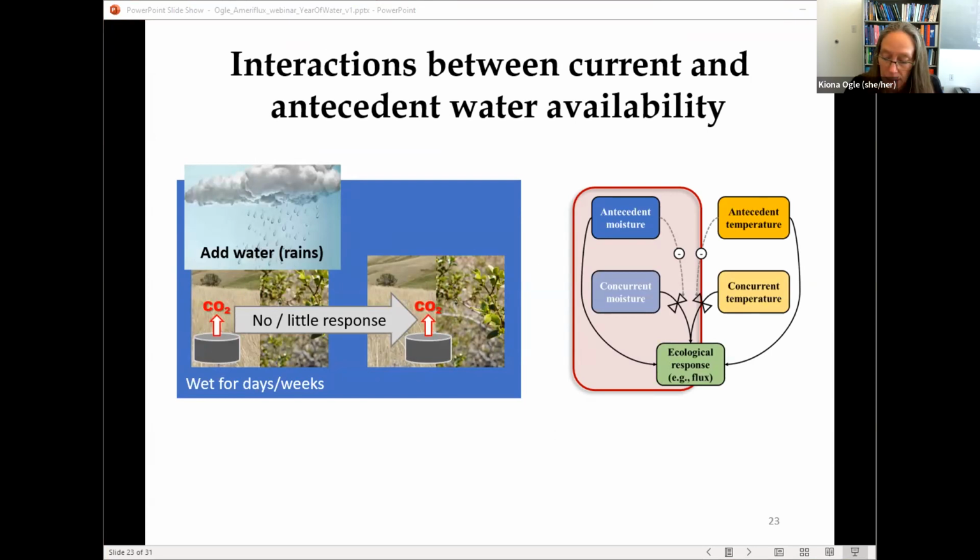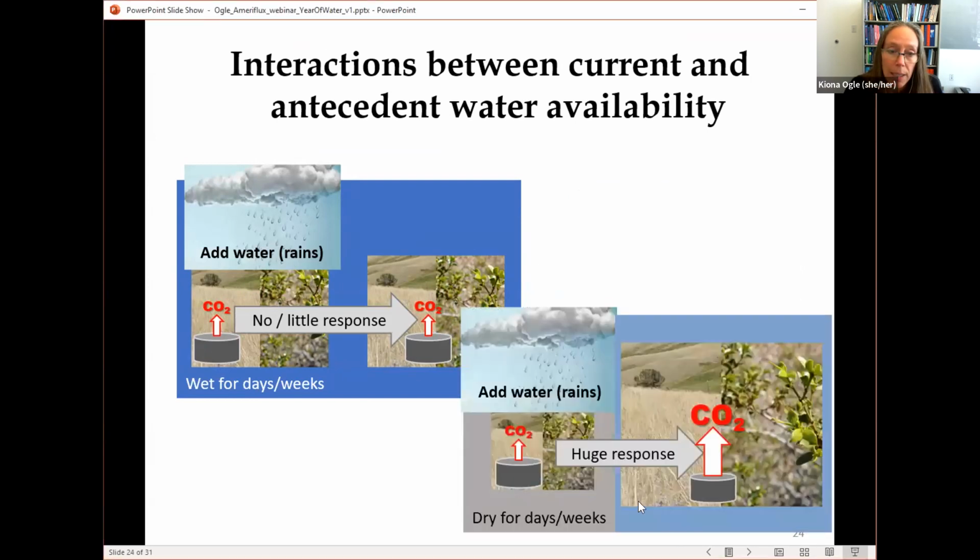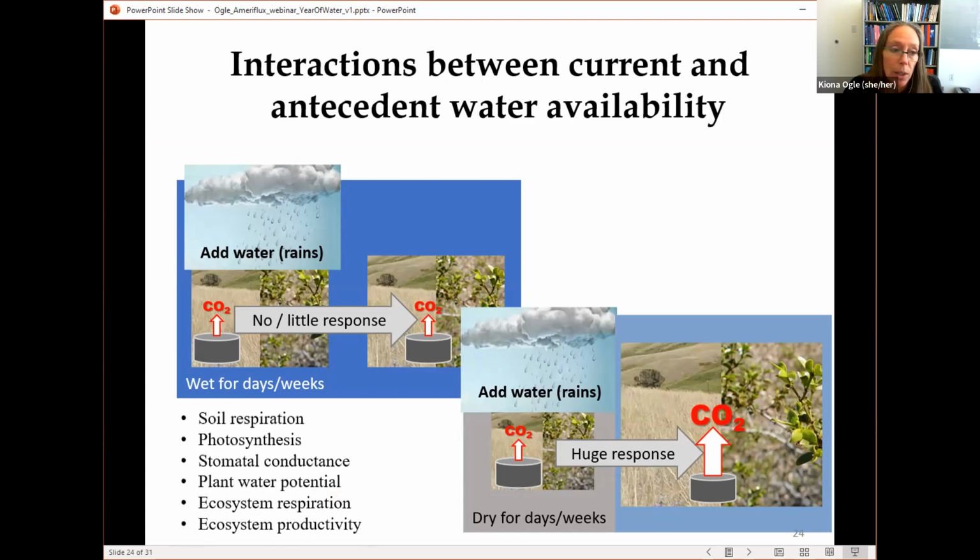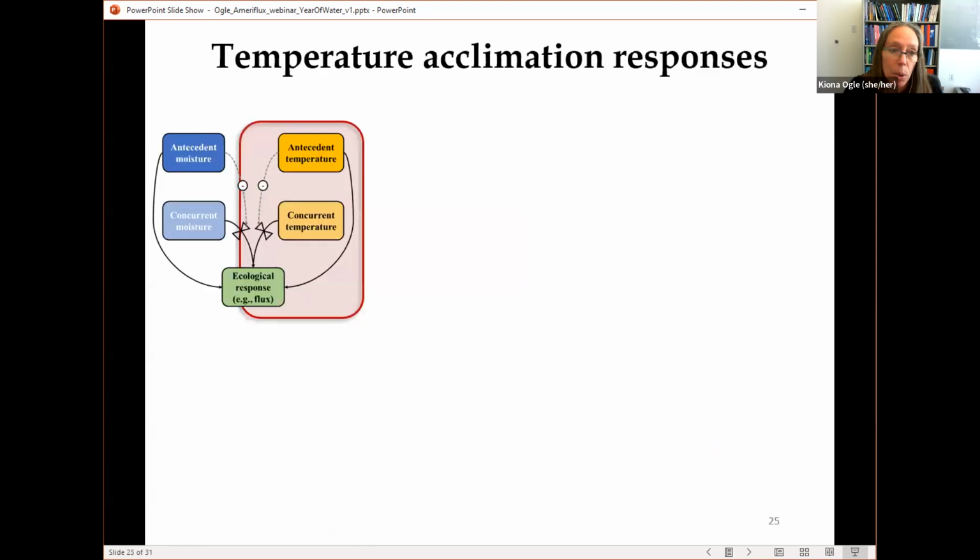But if you look at a scenario where it's been dry in the past, such as pre-monsoon, and you add the same amount of water, you see a huge response. So this indicates that plant and ecosystem responses to moisture inputs are contingent upon moisture history, right? And that interaction term is really critical. And we find that across a variety of flux components.